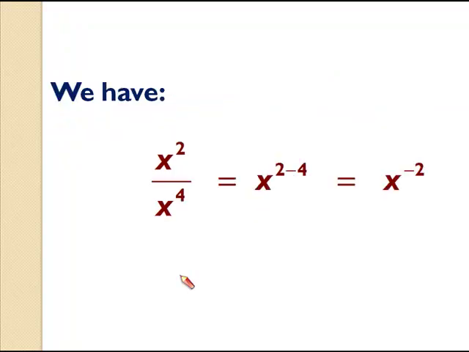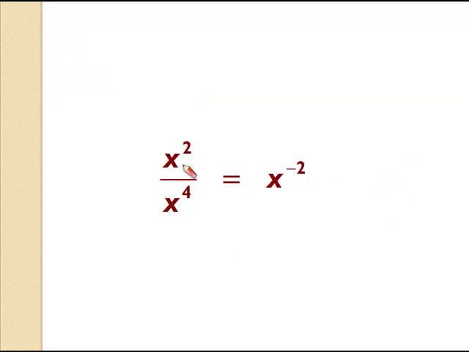Well, remember, the division property says if we have 2 exponential expressions with the same base, keep the base and subtract the exponents. So here our base is x, so we keep our base and we subtract the exponents from top to bottom. So we have 2 minus 4, leaving us with x raised to the negative 2. So x squared divided by x raised to the fourth equals x raised to the negative 2.